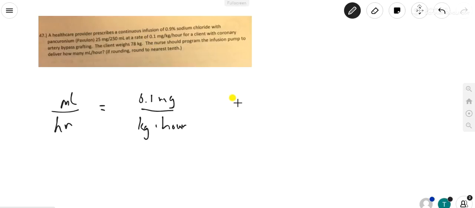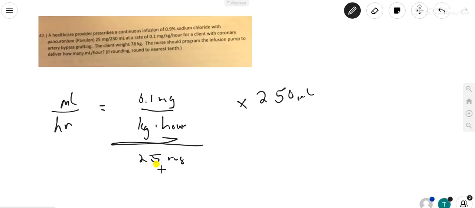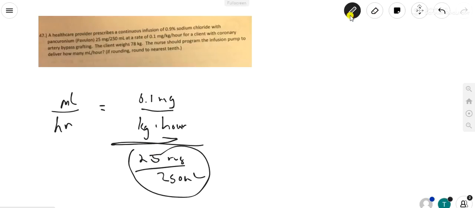But I need to know it's a certain amount of medicine per unit of volume. So that's my order, and I'm going to divide that by what I have. What I have is 25 milligrams in 250 milliliters. Well, if I divide by this, I multiply by the reciprocal. So that is multiplied by 250 milliliters over 25 milligrams.